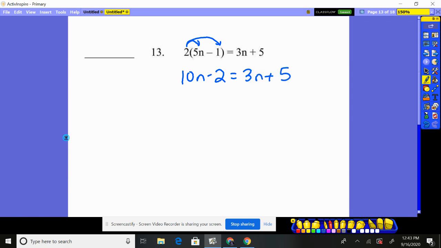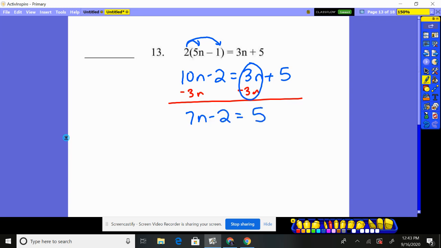So I move all variables to one side now and all numbers to the other. So who should we move? I'm going to move the 3n. That's just easier to move than 10, in my opinion. That goes away. That leaves me 7n minus the number 2 equals the number 5.